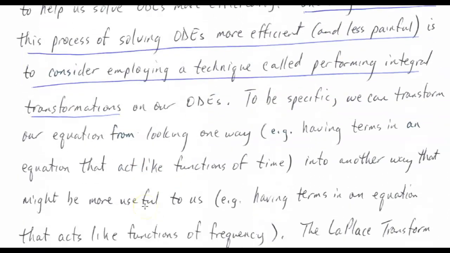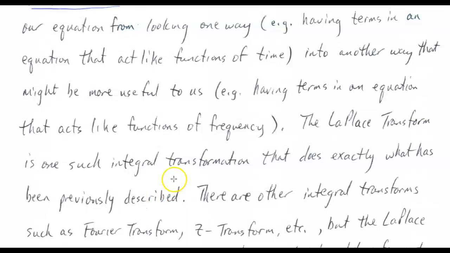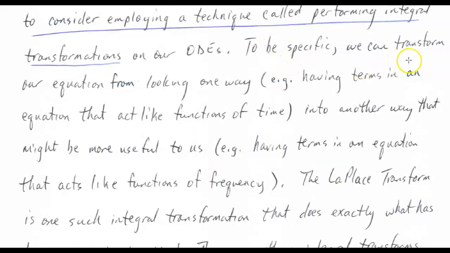Now, one thing I did want to illuminate before we move on here is, and I'm going to scroll down in the notes that I have for just a second, you'll see that I have the sentence in here. To be specific, we can transform our equation from having terms that act like functions of time into another form that might be more useful to us, for example, having terms of an equation that act like functions of frequency. I know in engineering, electrical engineering to be specific, we have a lot of situations where we take an ordinary differential equation that is, let's say, modeling a circuit, and we want to study the frequency characteristics of that particular circuit, because that's the thing that's important to us.